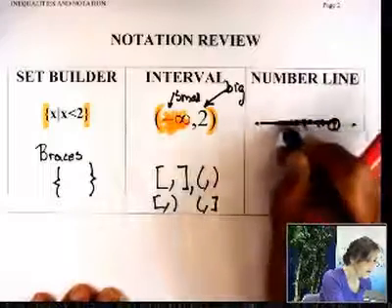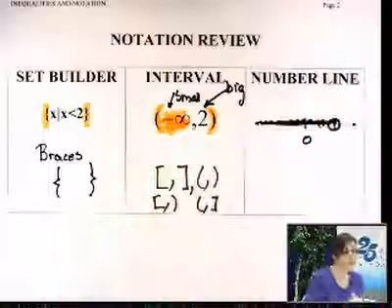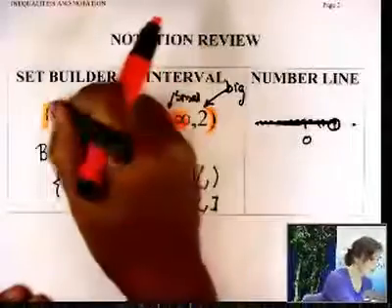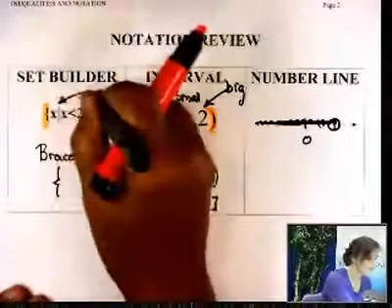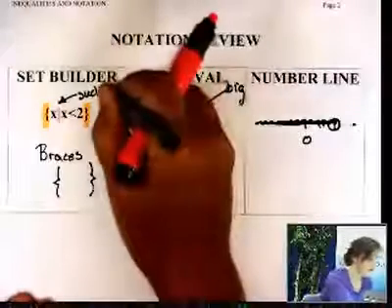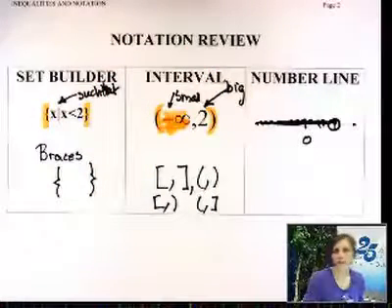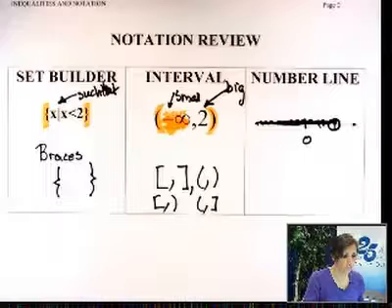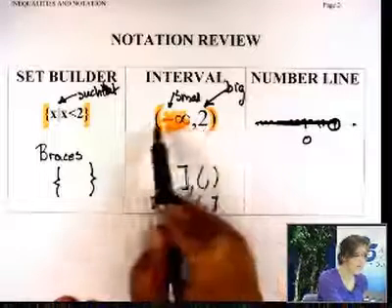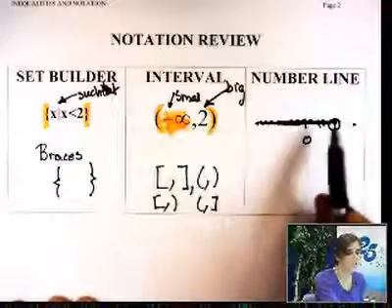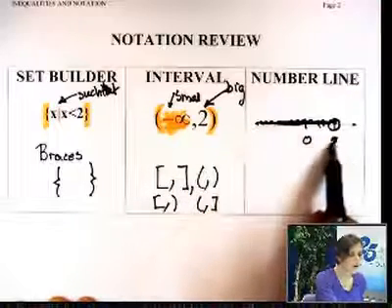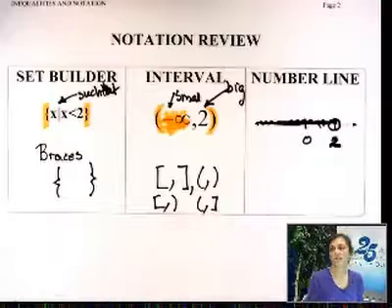Sometimes I do it like a squiggly. So, x such that, and this one is called such that, x is less than 2. The interval notation equivalent of that is all the way from negative infinity to 2. And on the number line notation, everything to the left of 2, excluding 2.